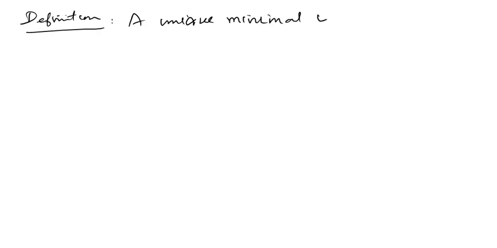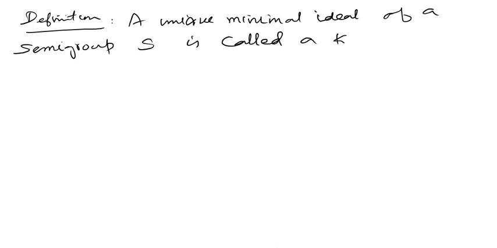Definition. If S is a semigroup having a unique minimal ideal, then that unique minimal ideal of the semigroup S is called the kernel of S, and is denoted by K(S).